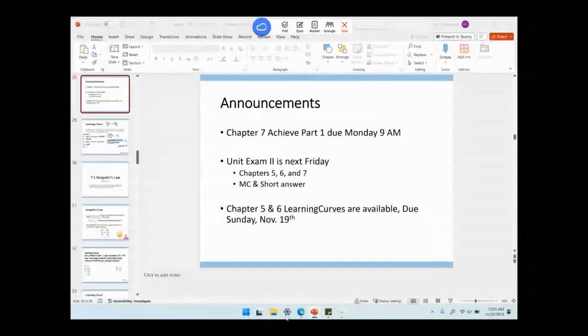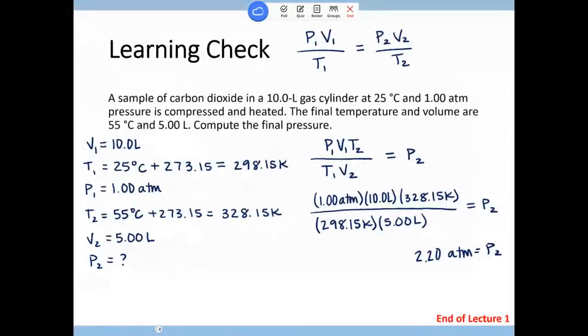At the end of class on Wednesday, we went through this problem, and I didn't initially have this number. I forgot what it was, 1.8 or something, but the correct answer is 2.20 atmospheres. So you just want to make sure you have that in your notes.